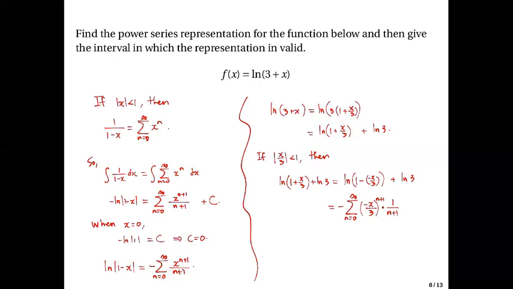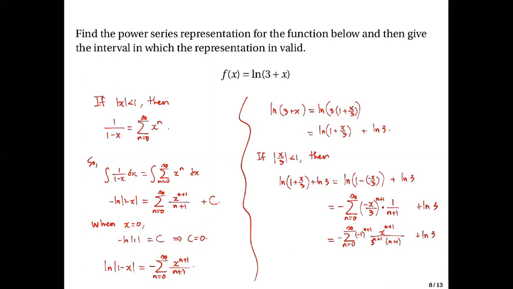Okay? And then let us simplify this. You have negative sum, from 0 to plus infinity, you have negative 1 raised to n plus 1. And then you will have x raised to n plus 1 divided by 3 raised to n plus 1 times n plus 1. But don't forget this plus ln of 3 here. So plus ln of 3.